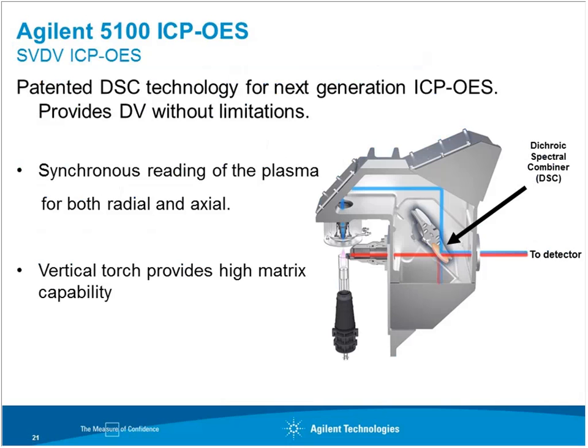So taking a closer look again at the SVDV. So here's the vertical torch, and we can see that from the vertical torch we're taking the radial view, which is the blue line, and the axial view, which is the red line. We combine those using a unique optical component called the DSC, or the dichroic spectral combiner. That's what allows us to look at the axial and the radial at the same time. And we feel that we've removed the limitations of other dual view systems in the fact that we have a vertical torch rather than horizontal, handles higher matrix, and we can look at the axial and the radial at the same time.